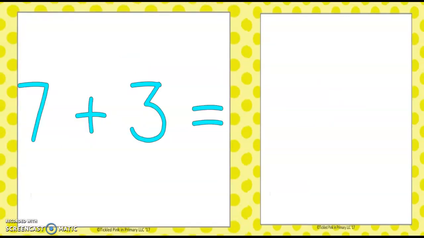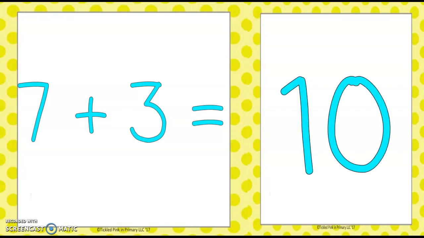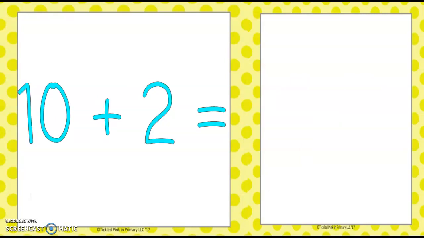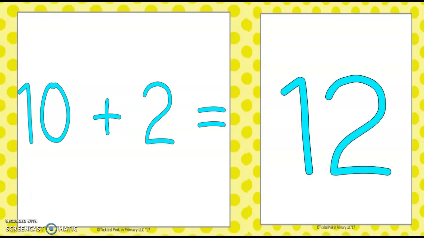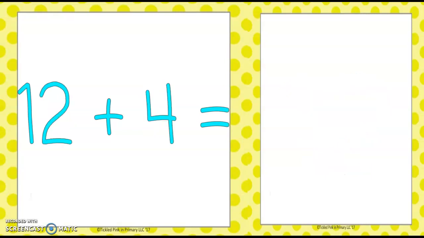7 plus 3 equals 10. Right, let's say it together. 7 plus 3 equals 10. And don't forget that 7 and 3 are friends of 10. 10 plus 2 equals 12. Let's say it together. 10 plus 2 equals 12.